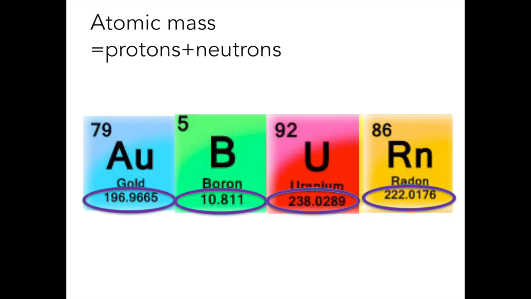And the atomic mass, another pattern you'll see here, is that the atomic mass is always bigger than the atomic number, besides being not a whole number, not an integer. So, for example, with gold, it's 196.9665.